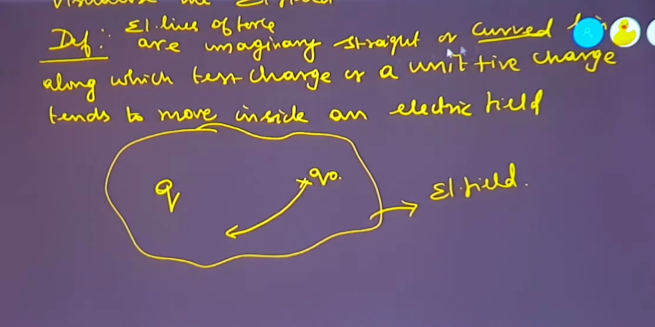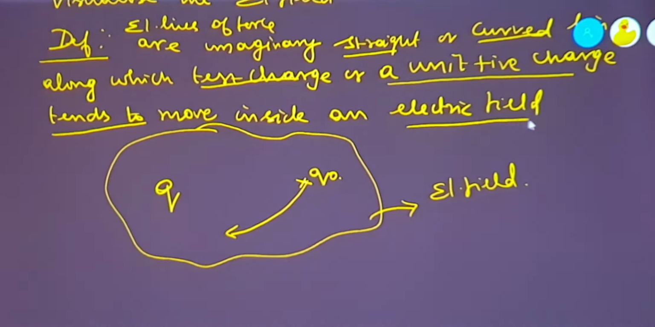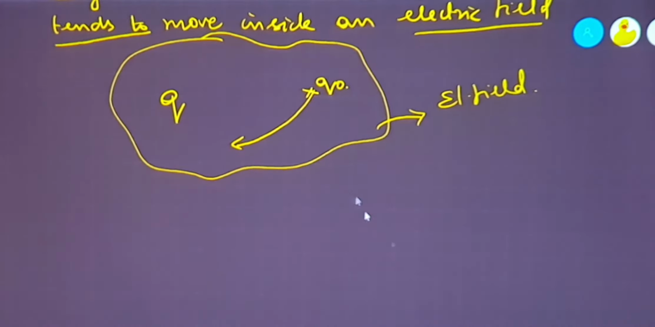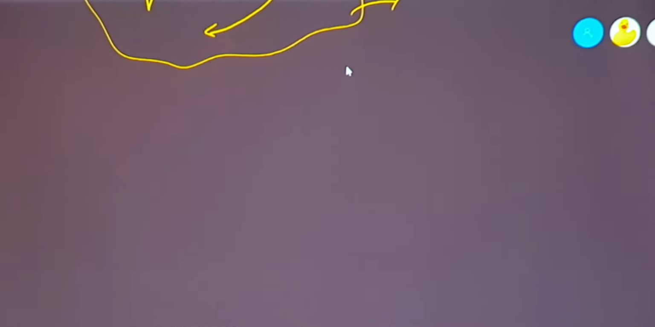The path, that line may be a straight line or a curved line, along which the test charge or the unit positive charge moves or tends to move inside the electrical field is called an electrical line of force. This is an important concept and an important question that you should know and study. The next question that we have to study is a 5-mark question.